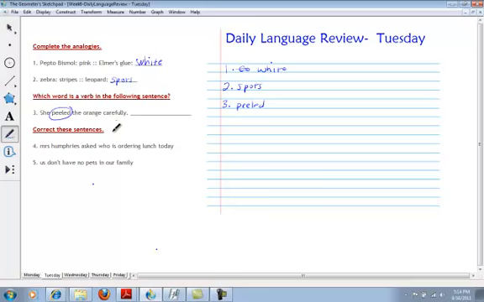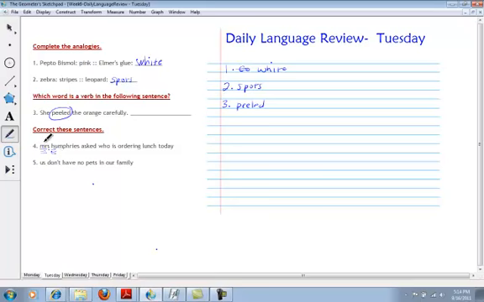Correct these sentences. Mrs. Humphreys asked, "Who is ordering lunch today?" Well, I know that the first word needs to be capitalized. I also need to put a period after Mrs. because that's an abbreviation. And since her name is Mrs. Humphreys, Humphreys needs to be capitalized as well.